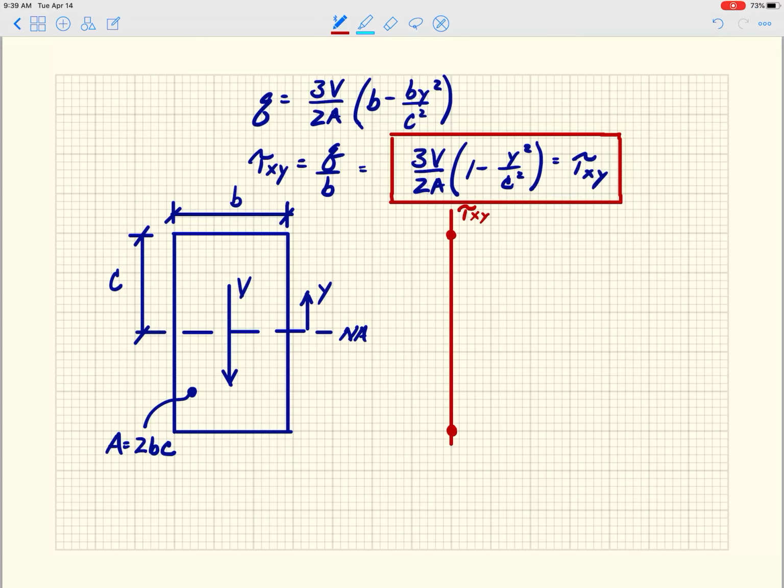Right? And then you can see that at the neutral axis, that's where y equals 0, right? So that second term goes away. And now we just have this term, 3v over 2a. So that's actually the maximum shear stress, and that occurs at midspan. That's somewhere like here.